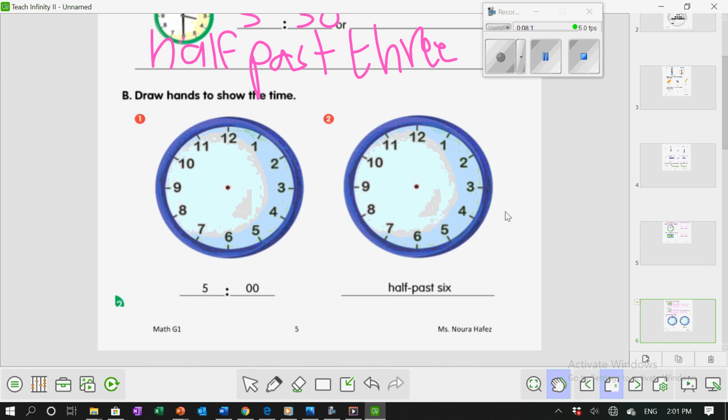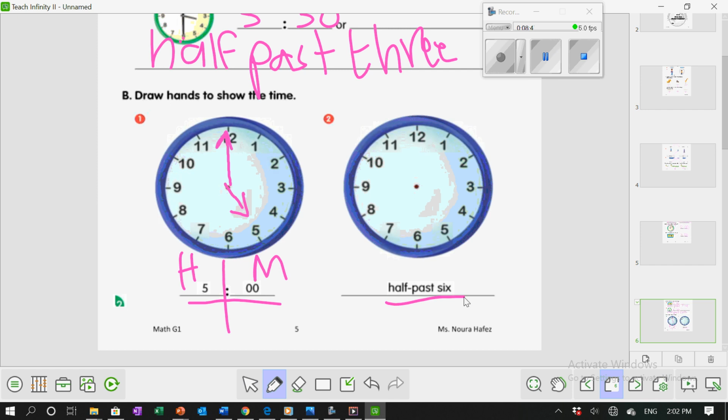Here is a drawing with the hands to show the time. So easy. Here I have 5 o'clock. Remember, here is the hour hand, here is the minute hand. So the minute hand is on 0. All the time start drawing with the minute hand. And the hour hand is on 5. Perfect.